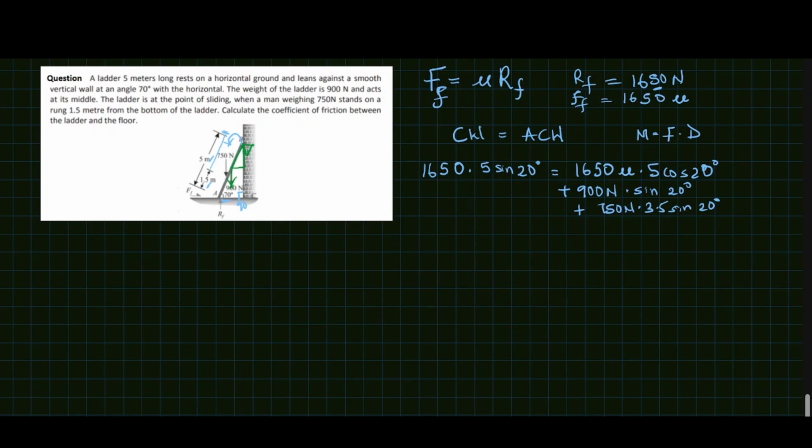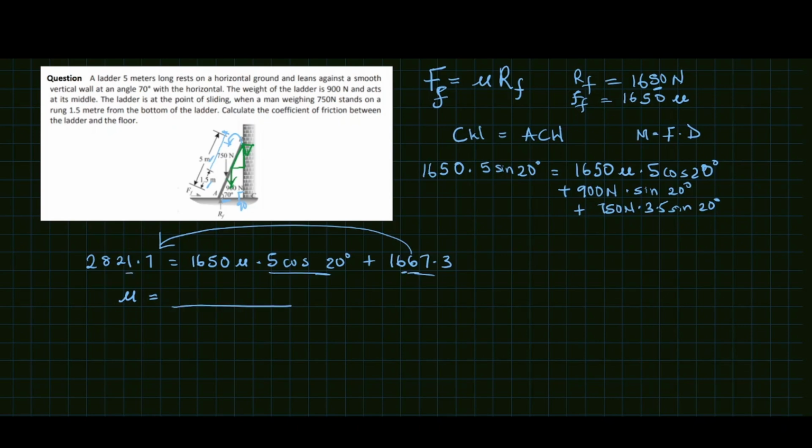So let's simplify. 2821.7 equals 1650 times the coefficient of friction times 5 cos 20 degrees plus 1066.7. Simply move this to the left hand side, and honestly I feel like we can simplify it easily from here. You're going to have that the coefficient of friction equals 2821.7 minus this, which will simply be 1154.4, over 5 cos 20, which is simply 4.6985, multiplying with 1650.